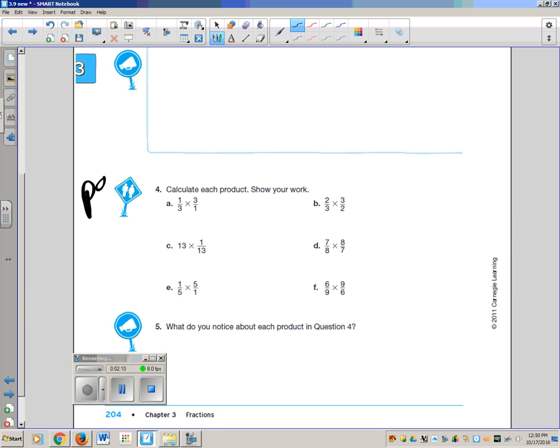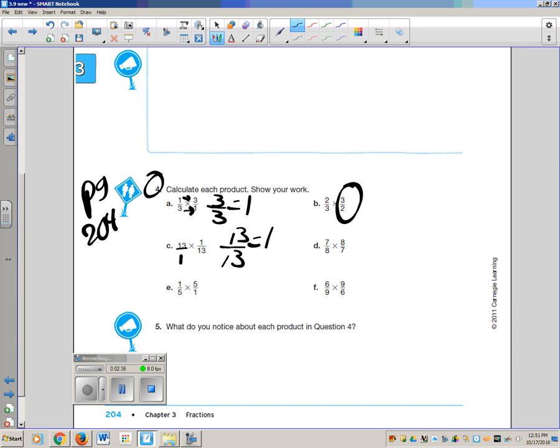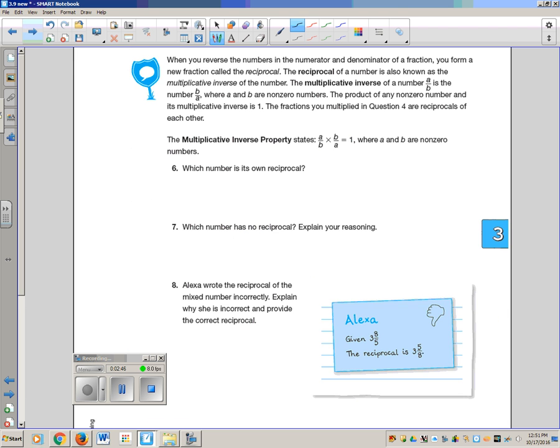On page 204, number 4 is showing you what happens when you multiply a number times its reciprocal. 1 times 3 is 3, 3 times 1 is 3, which is 1. The denominator for 13 is 1. 13 times 1 is 13, 1 times 13 is 13. That is 1. This is called the reciprocal of the first fraction, when you flip it upside down. Once again, Mathia will take you step by step through this. We are practicing the dividing of fractions.